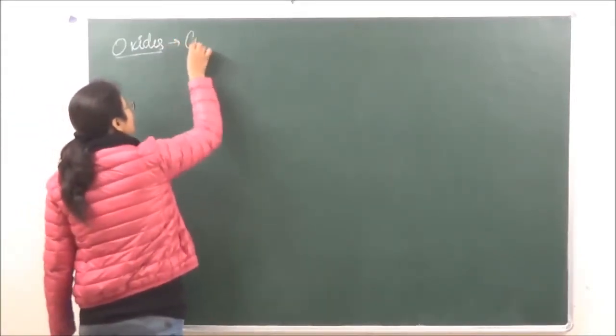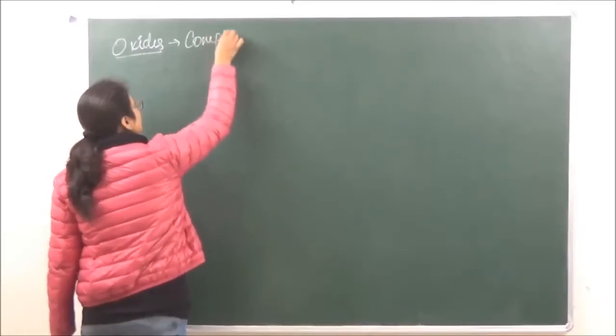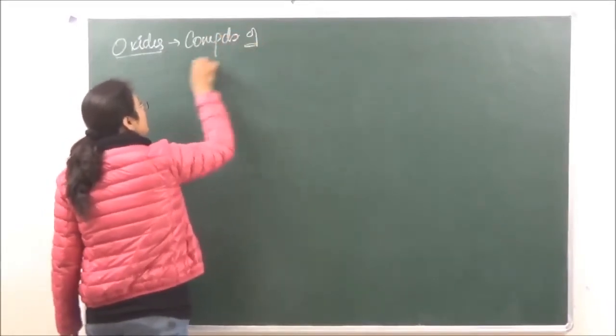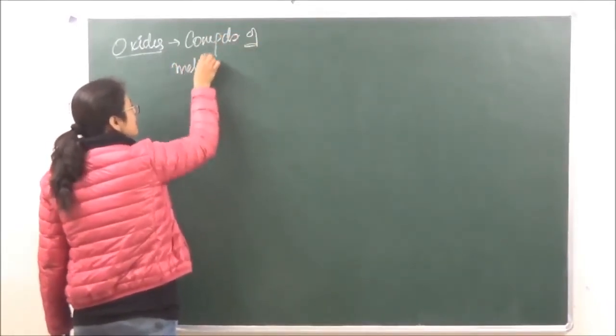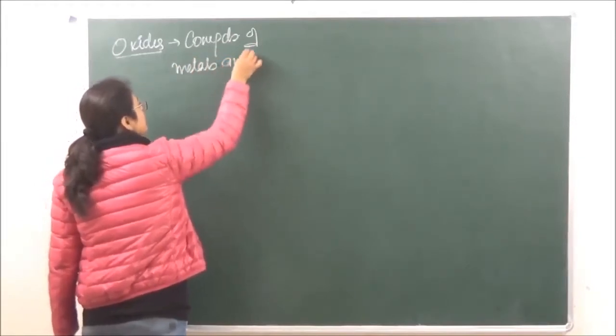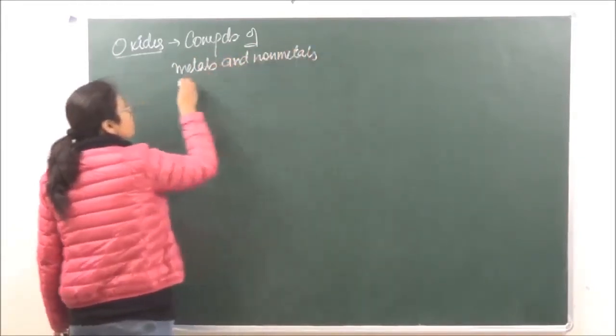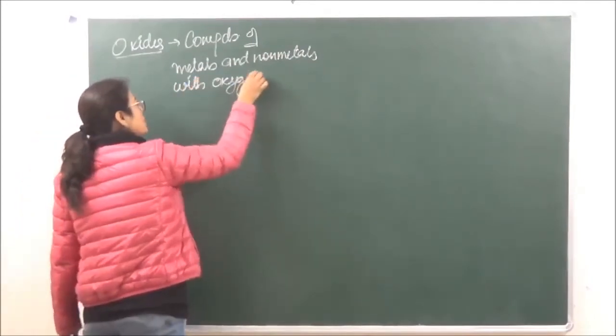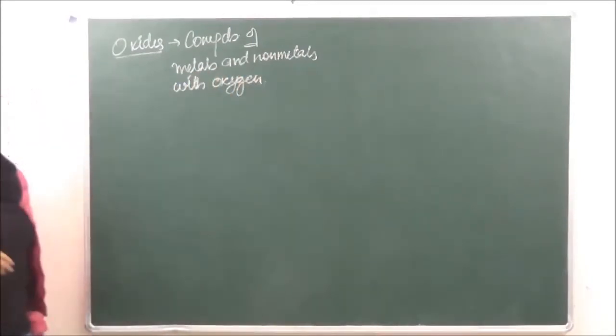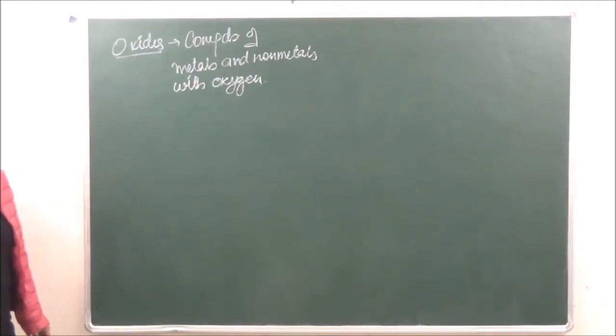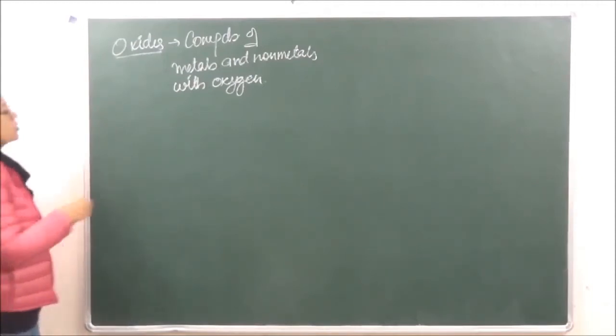Oxides, they are compounds of metals and non-metals with oxygen. ठीक है? Compounds of metals and non-metals with oxygen, that is known as oxides. So let's do the classification of oxides.